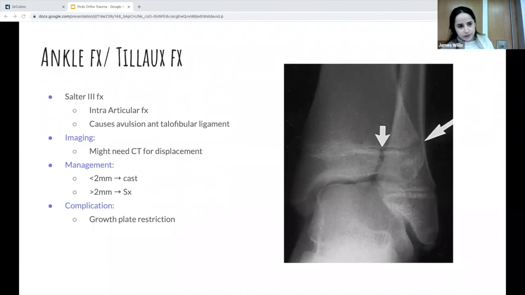Another ankle fracture, which is specific for pediatrics, is the Tillaux fracture. Basically, it's a Salter-Harris 3 fracture. Because it is type 3, it's going to be an intra-articular fracture, so it's going to cause an actual avulsion of the anterior talofibular ligament. If the displacement is more than 2 millimeters, they need surgery. If you're not sure of the degree of displacement, you might need to get a CT for further evaluation. These are pretty important because they can cause growth plate restriction in the pediatric patient.